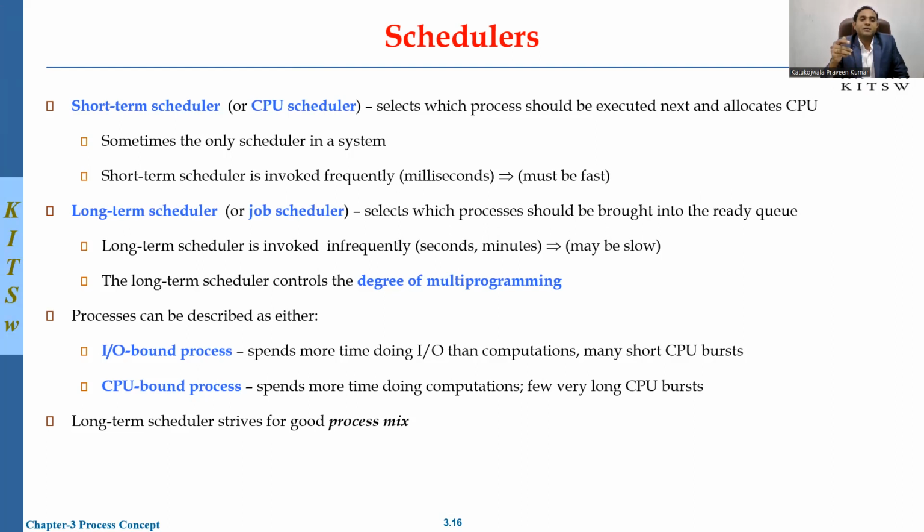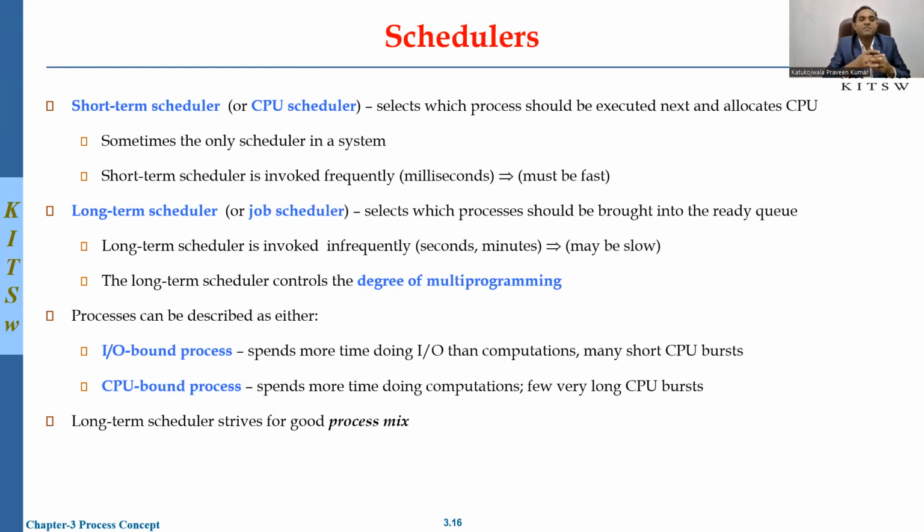Then there is another scheduler called the job scheduler or long-term scheduler. The long-term scheduler selects which processes should be brought into the ready queue, and only then will they be sent to the CPU. The long-term scheduler is invoked infrequently, not frequently, just like once per minute or once per second, like that.